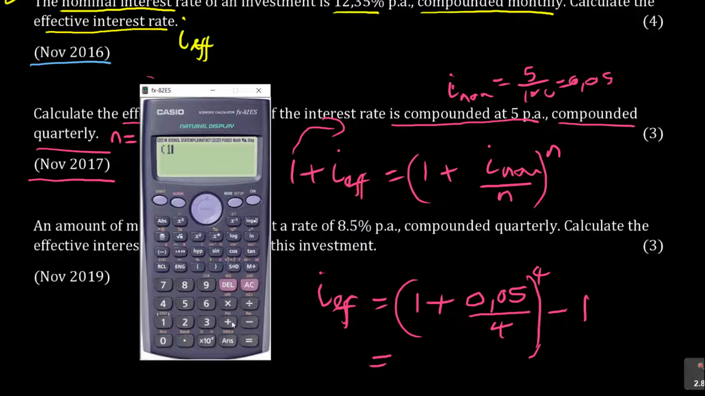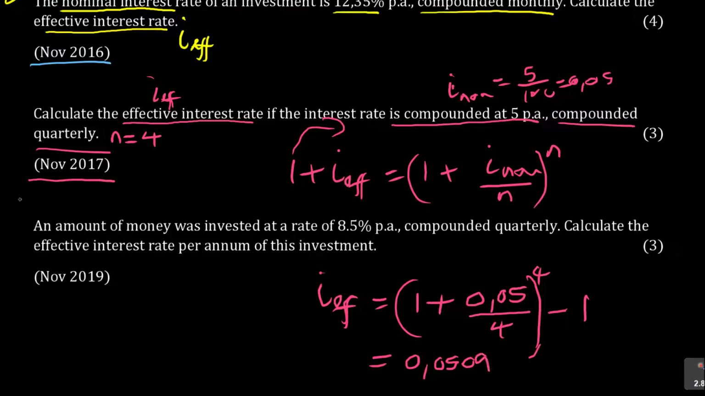So say 1 plus 0,05 over 4, all right, to the power what? To the power 4 and minus 1. All right, give that shift, set up. I just want the calculator to round it for me to 4 decimal places. 0,0509. I told you how to go back: shift, set up 8 and then 1. Okay, but it's 0,0509.